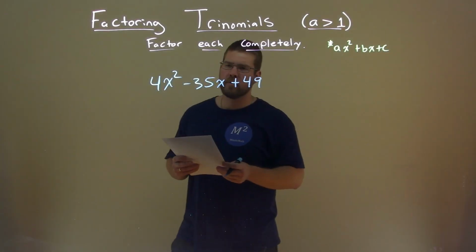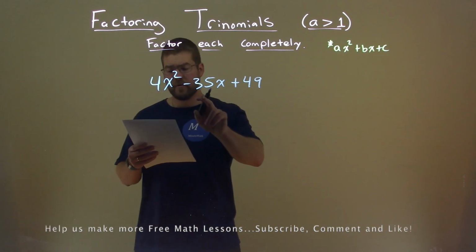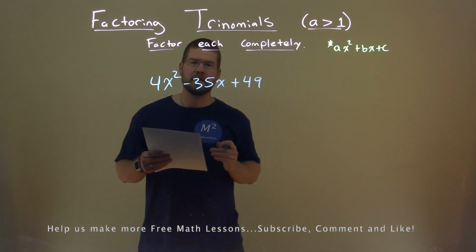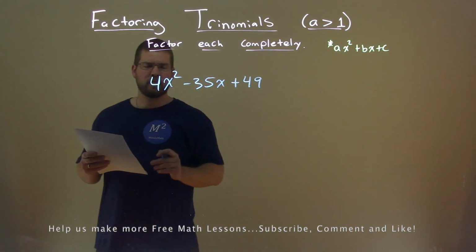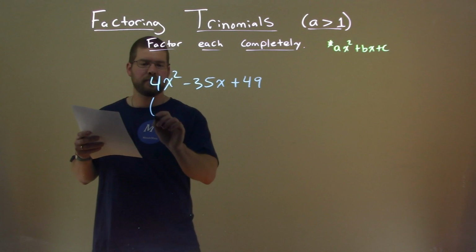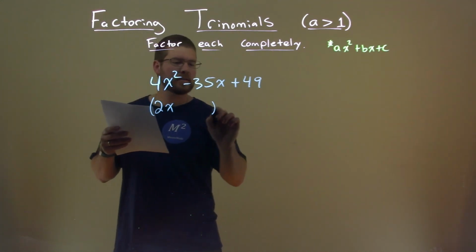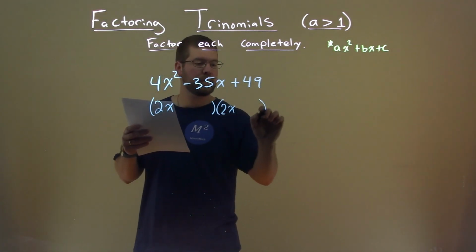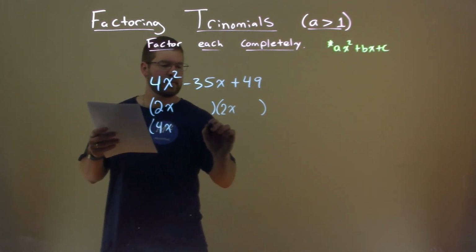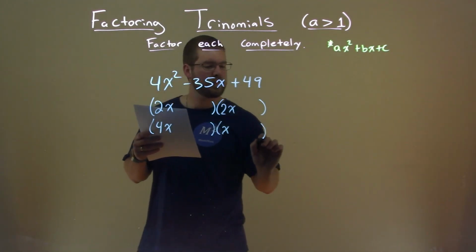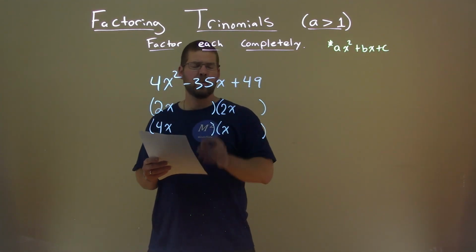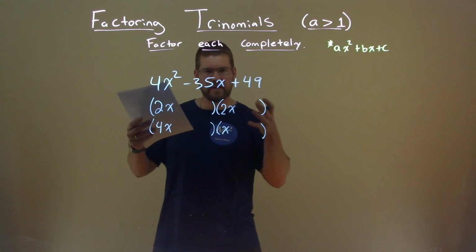We're given this problem right here, 4x squared minus 35x plus 49, and we need to factor this completely. Well, our a value is 4x squared, which means we have two different ways that this problem can be set up. It can be a 2x times a 2x here, that gives us 4x squared, or 4x times a 1x. All right? So where do we go from here? Well, we have our two base forms that we're looking at.